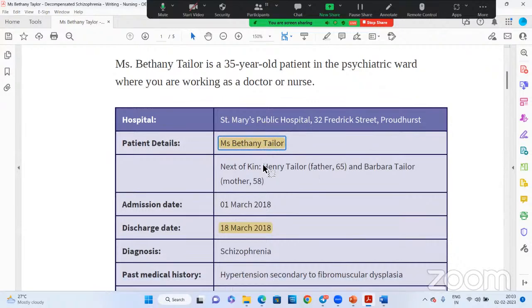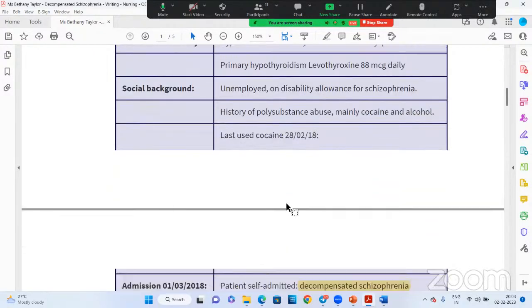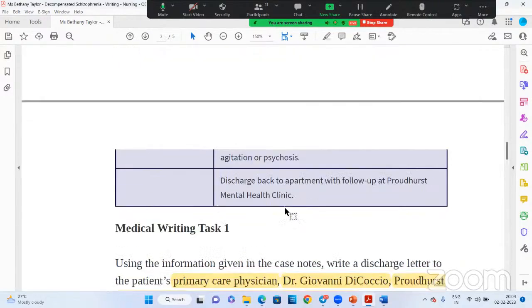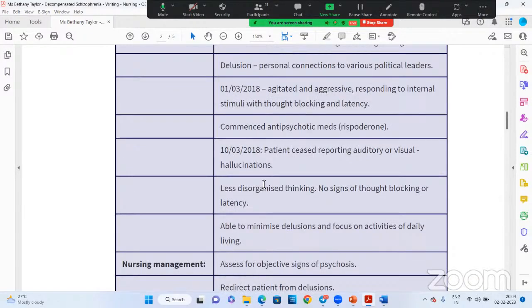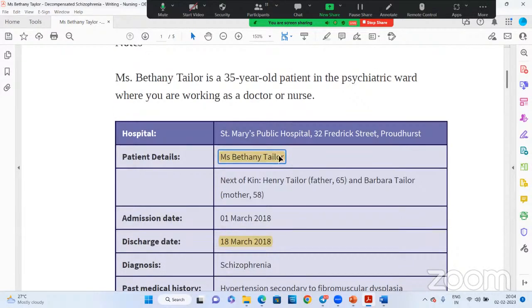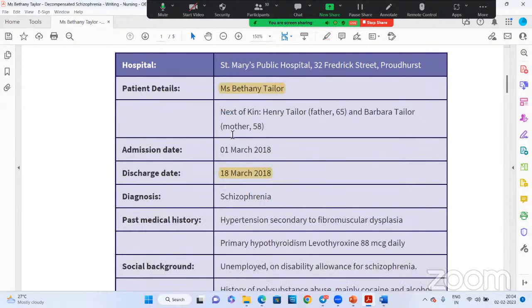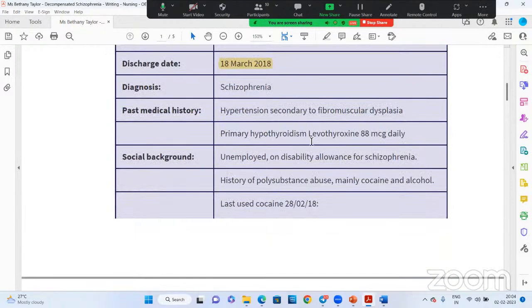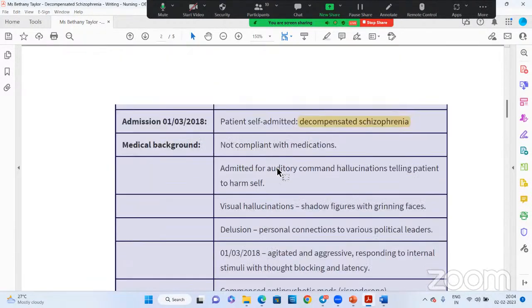Where is date of birth? Check date of birth numbers. Date of birth. Where is date of birth? Is it given? So date of birth. Okay. She is 35 years old. So that is one clue. And what about the date of birth? Admission date is here. Okay. Admission date is here. Have to be very careful. Many places there are options.